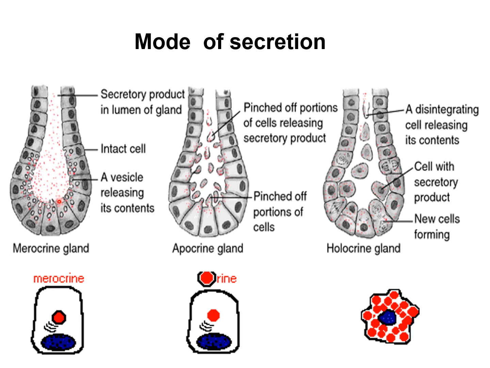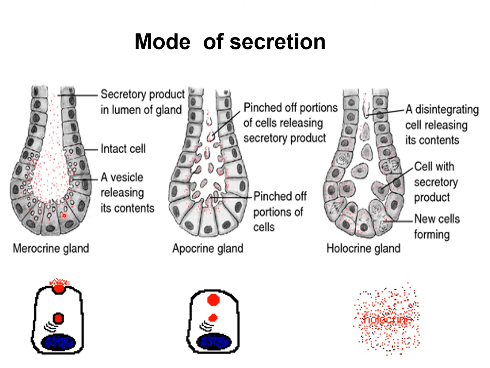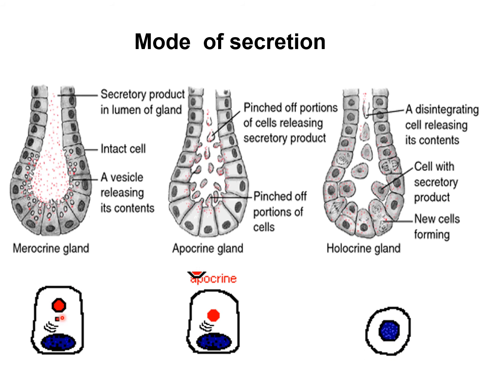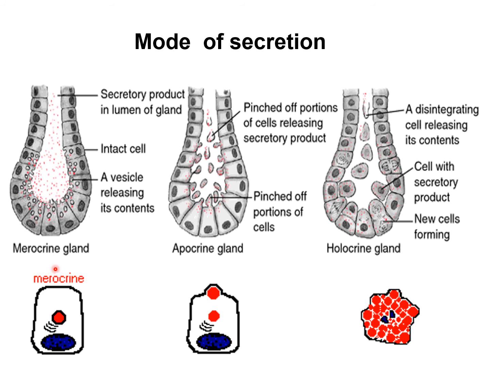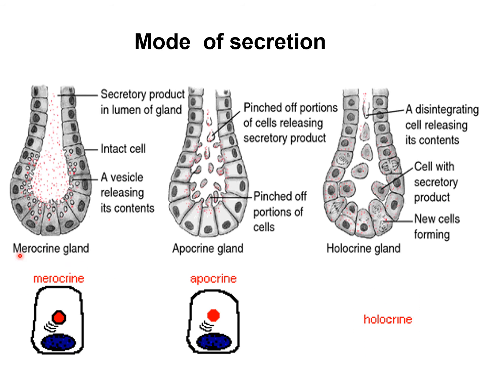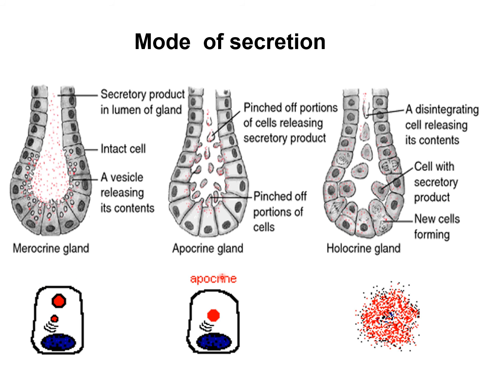Now, look at this particular structure. This is a typical acinus in which the vesicles have just got accumulated on the top. This vesicle thereafter fuses with the plasma membrane and releases its contents into the ductal system. This is the merocrine gland. They are the most common glands which are present. The exocrine part of the pancreas is the best example of merocrine glands.